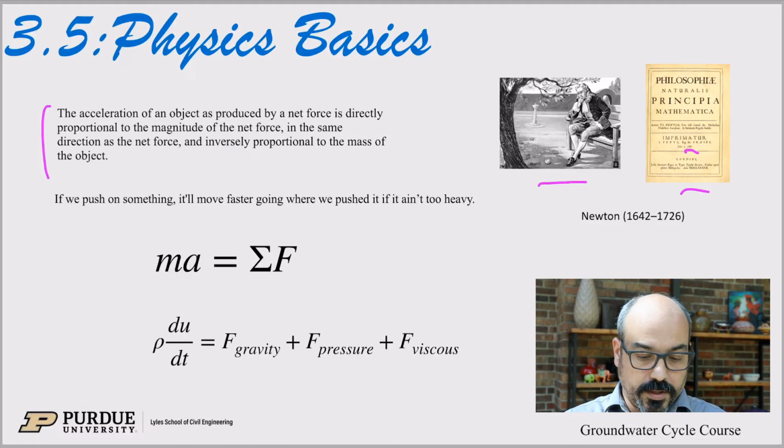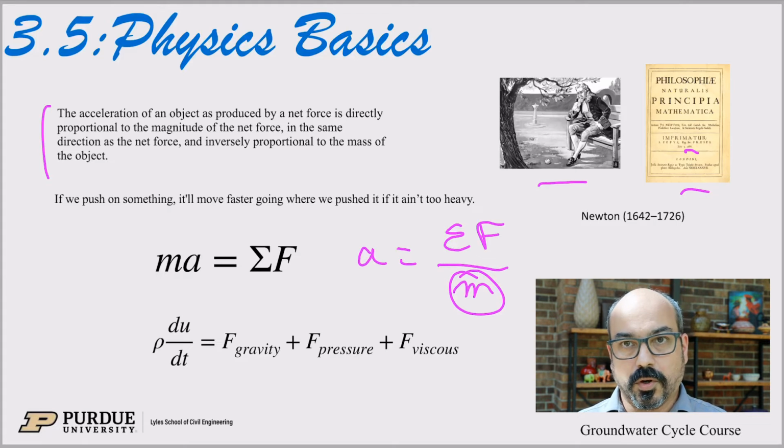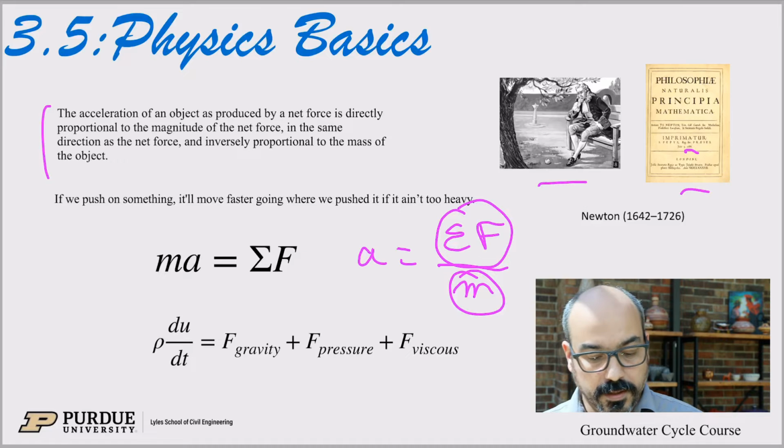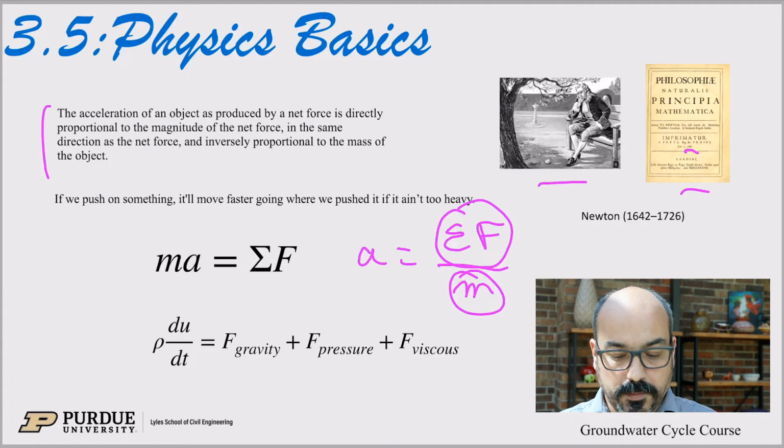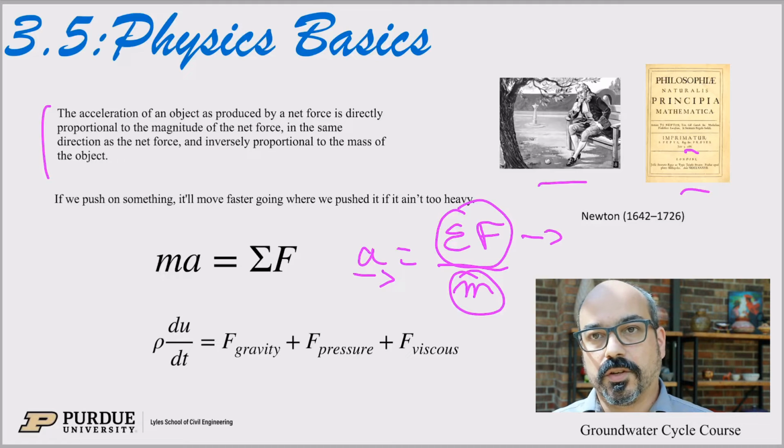So in other words, the acceleration equals net force over mass, right? So if it's really heavy, it won't accelerate much. And of course, if there's no force on it, it won't accelerate. And the more force, the more acceleration. And because those are vectors, if you push it one way, it's going to accelerate that way, okay?